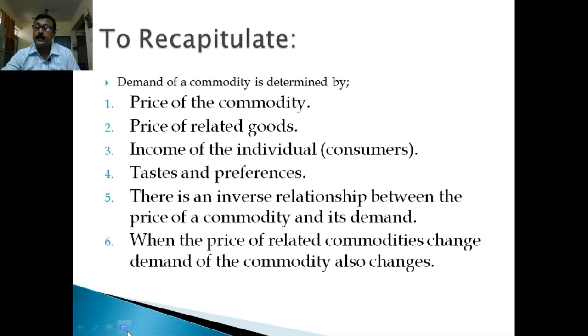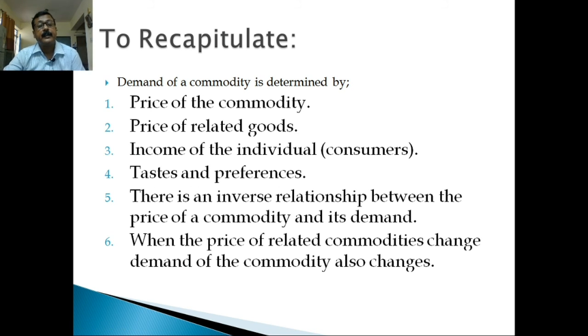Now let us recapitulate what are the things that we have learned. So demand of a commodity is determined by number 1, the price of that commodity. If the price increases, demand will fall. If price falls, demand will rise. So price of the commodity is one factor. Then price of related goods is another factor which will have its impact on the demand. Income of individuals will have a positive impact on the demand of the commodity. Fourth is tastes and preferences.